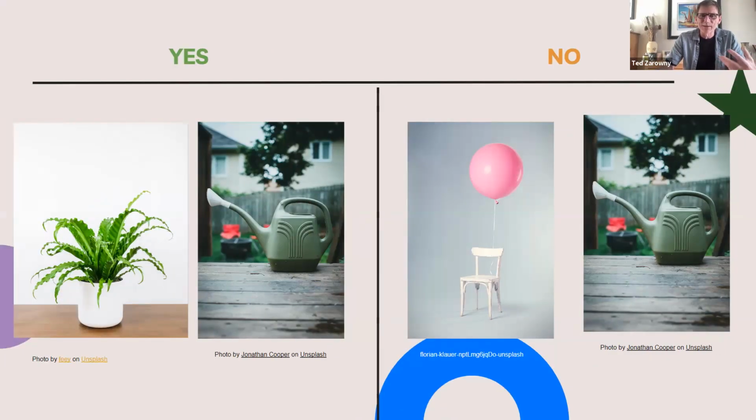Let's go to the next one. Yes, again, this time it's a plant and a watering can. The no is a watering can and a balloon. So we had two groups of pictures. One was a lightning and a fire. That was a yes. A watering can and a plant, that's a yes. A balloon and a watering can is a no.